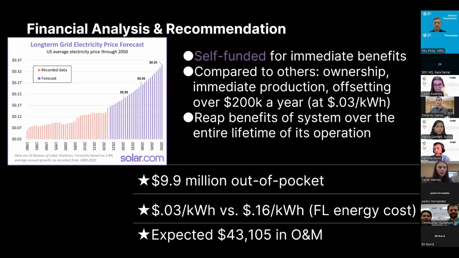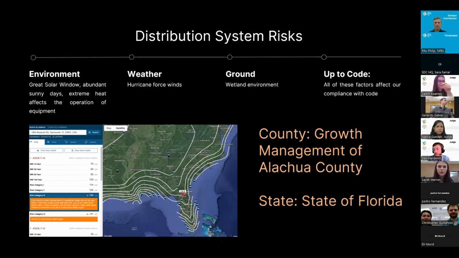Thank you, Pedro. Next slide, please. Thank you. So my partner Martin, this was his section, however, I will be taking over. To look at the distribution system risk, we had to understand the environment we were working in. As we know, Florida is the sunshine state, so there are abundant sunny days. However, there is extreme heat that will affect the operation of the equipment, like sagging voltage. And we have taken that into account with choosing our modules and our inverter selection.